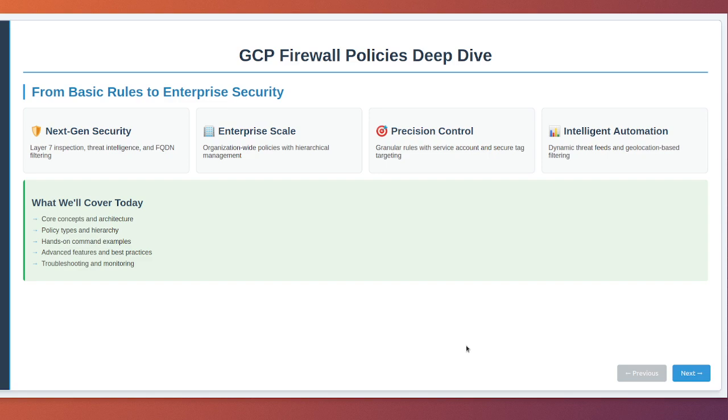The key benefits we will explore today include centralized management, intelligent threat detection, advanced filtering capabilities, and enterprise-scale governance. We will cover everything from basic concepts to advanced enterprise features, with real commands and practical examples you can implement immediately in your own environment. By the end of this session, you will understand not just how to use firewall policies, but why they represent the future of cloud network security and how they can transform your organization's security posture.